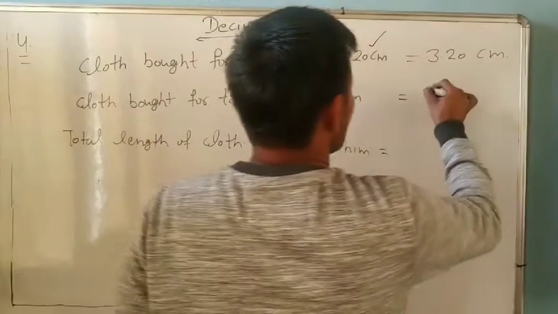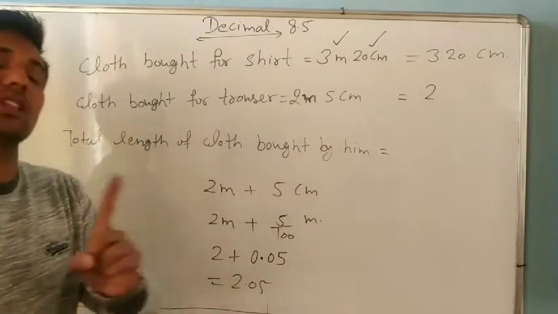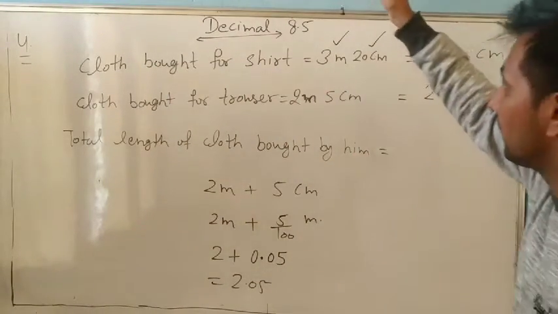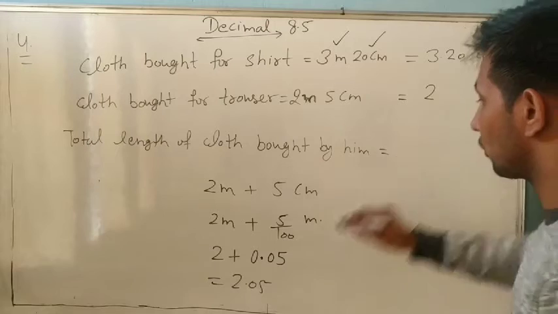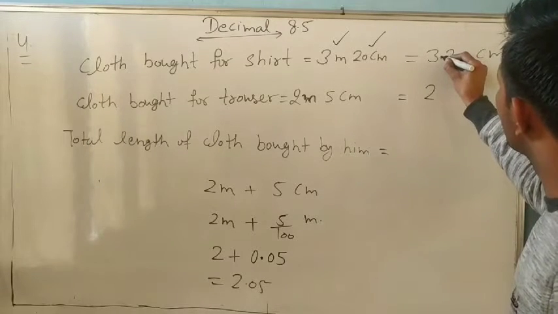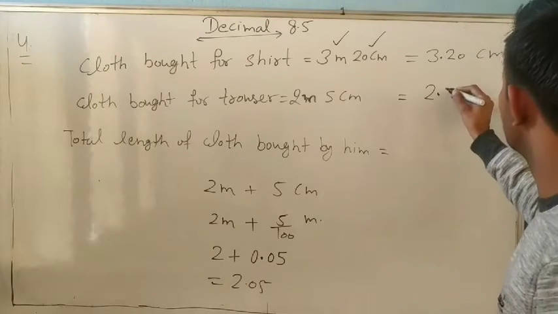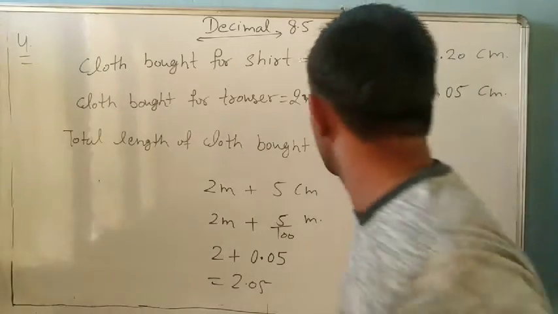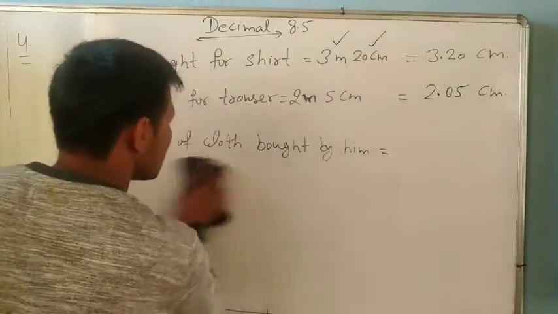So what is 2 point, and always remember one thing, we will write the ones value in one line, and the decimal in one line. So 2.05 meter. So it is our answer.